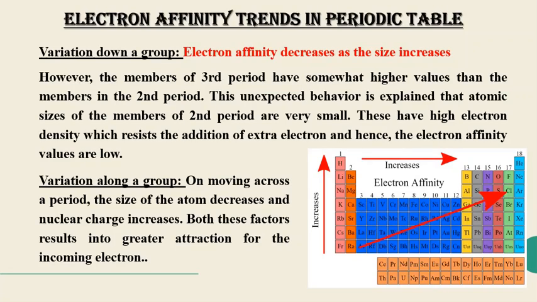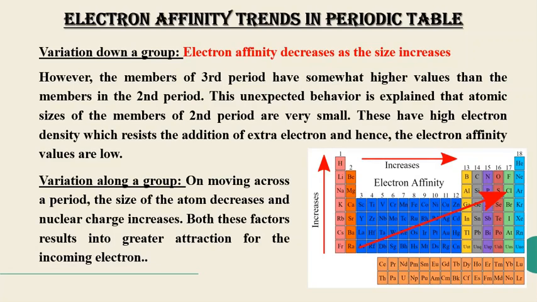If we are talking about variation along a period, in that case it increases when we move from left to right. Sorry, here it is written group, instead of group it should be period. So when we move forward, from left to right, the electron affinity increases.